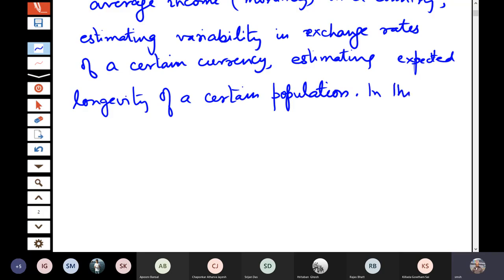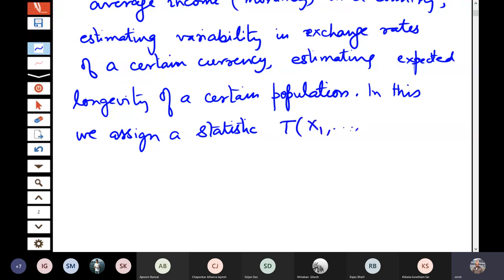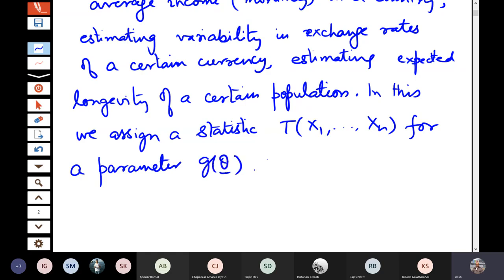So in this, we assign a statistic, say T of x1, x2, xn for a parameter g theta. So in general, like you said, that we have a normal population with parameter mu and sigma square. We have a Poisson population with parameter lambda. We have a gamma distribution with parameters r and lambda. So every distribution is specified by certain parameters.